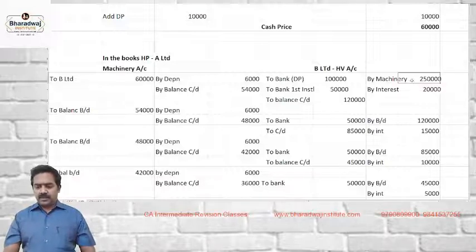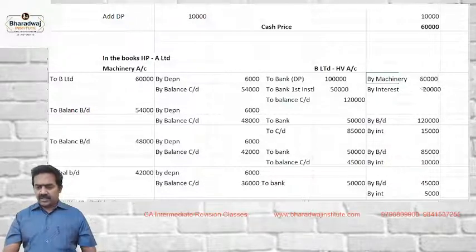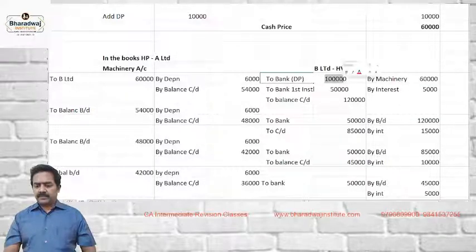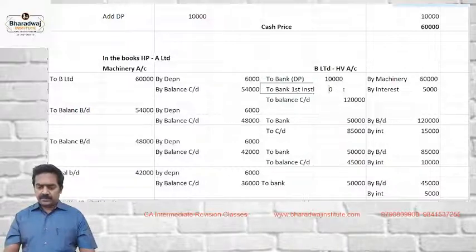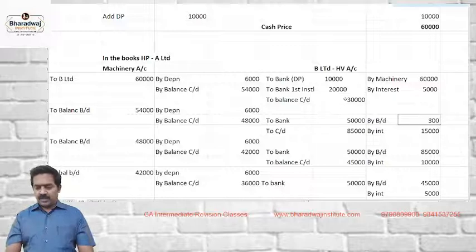This by machine, how much you will put? What is the value of the asset? 60,000. What is the interest for the first year? We worked out. Look at the table. 5,000. What is the down payment made? What is the first installment paid? Balance carried down. I hope it is 30,000. By balance brought down will be 30,000.